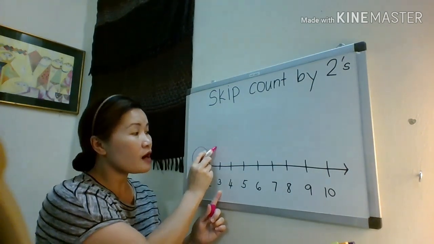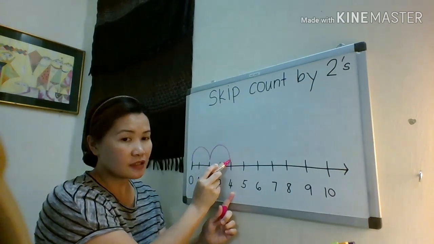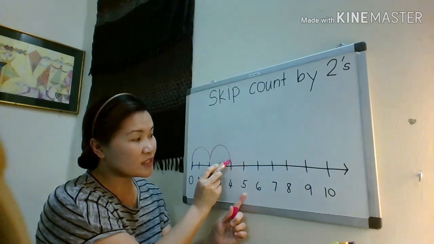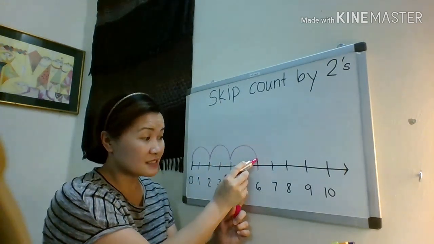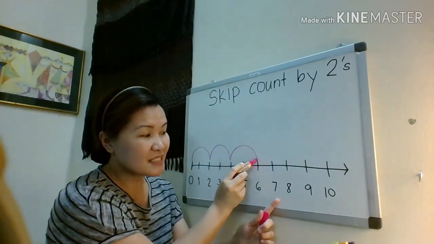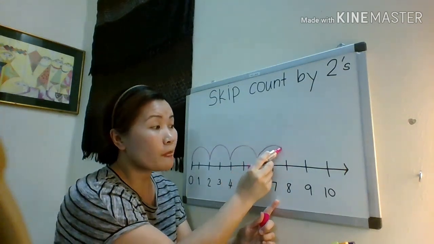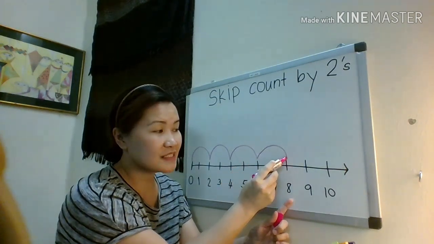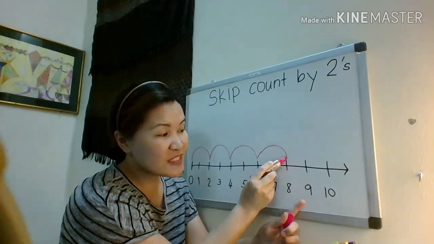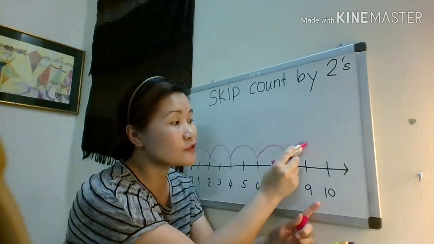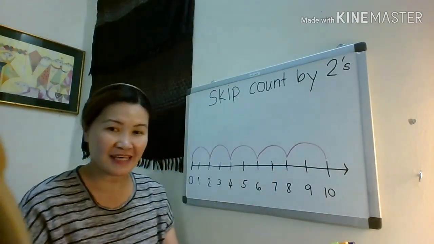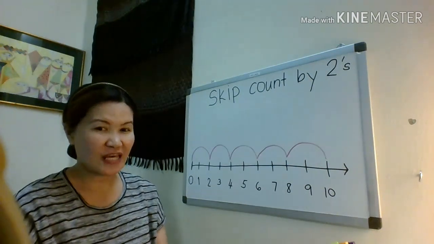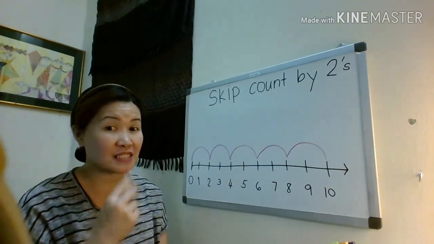What's next? 4. Let's skip this one. What's next? 6. That's right. Let's skip this and we move on to 8. Correct? And finally, we have to skip this and we jump over to 10. Okay? So that is how we skip count by twos.